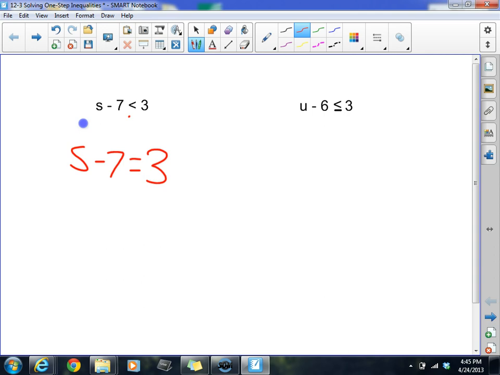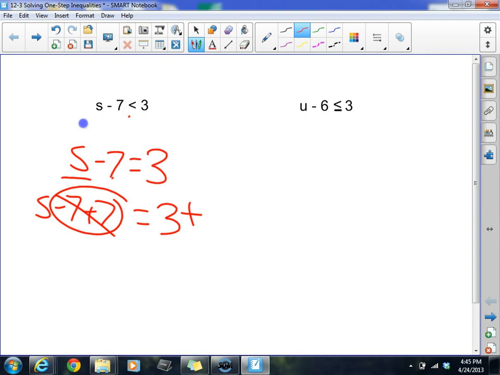And so we remember, going back to our equations, my job is to get my variable by itself. How am I going to do that? I'm going to do the opposite here. So it would be s minus 7 plus 7, that would cancel this out, equals 3 plus 7. So I'm left with s equals 10. Oh, I can do that. Ladies and gentlemen, you take that exact same process and you use it for inequalities.